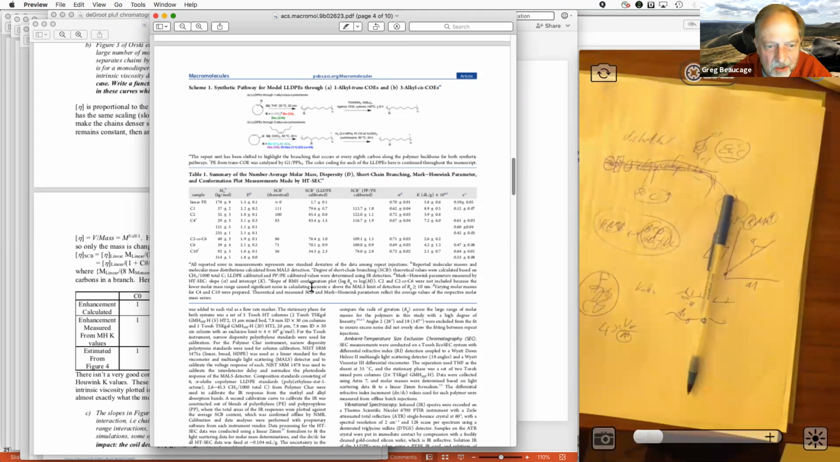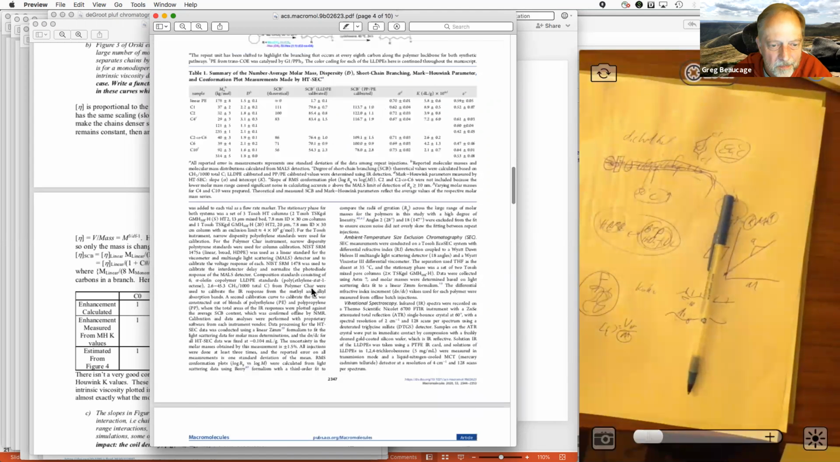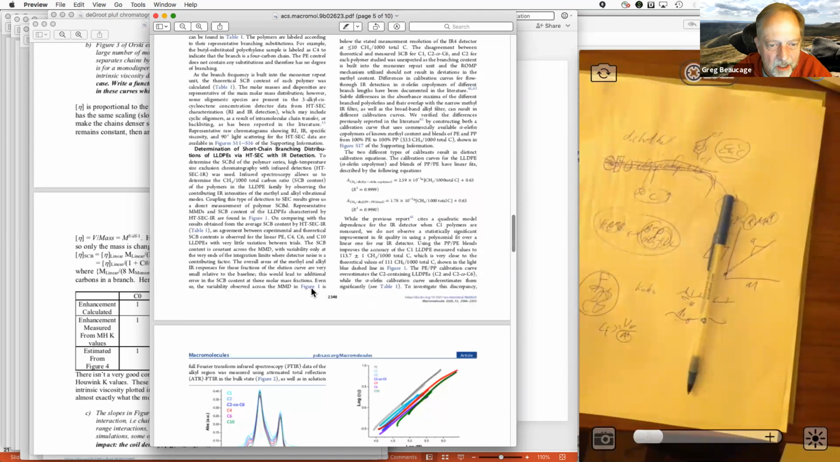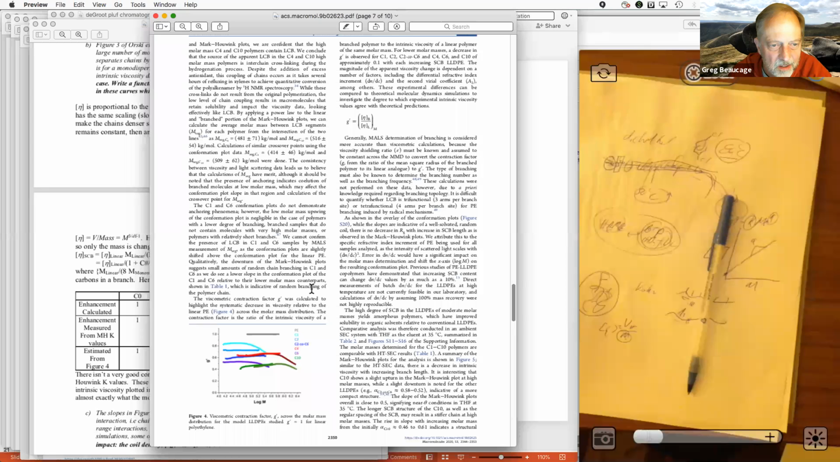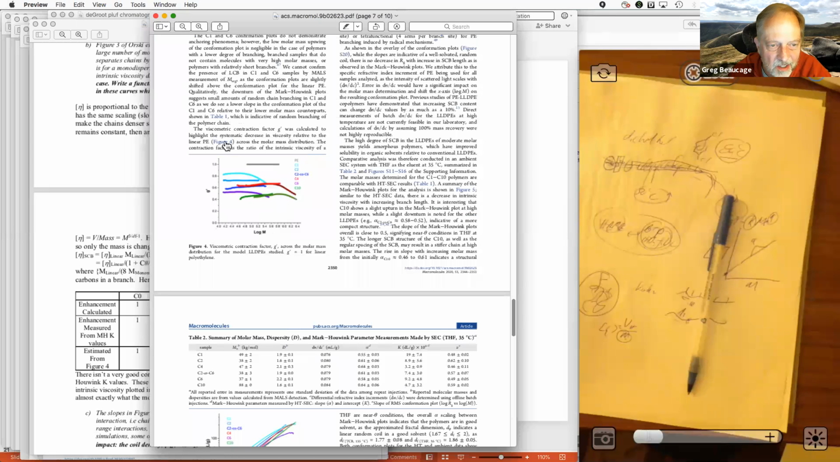But if you go to the G prime, the branching plot, which is just the ratio of the two intrinsic viscosities, this looks a lot better. I want to expand that. It's not really doing it. In fact, it just went nutty. So it'll come back. But you can extrapolate what these numbers are from this plot. Oh, there it did it.